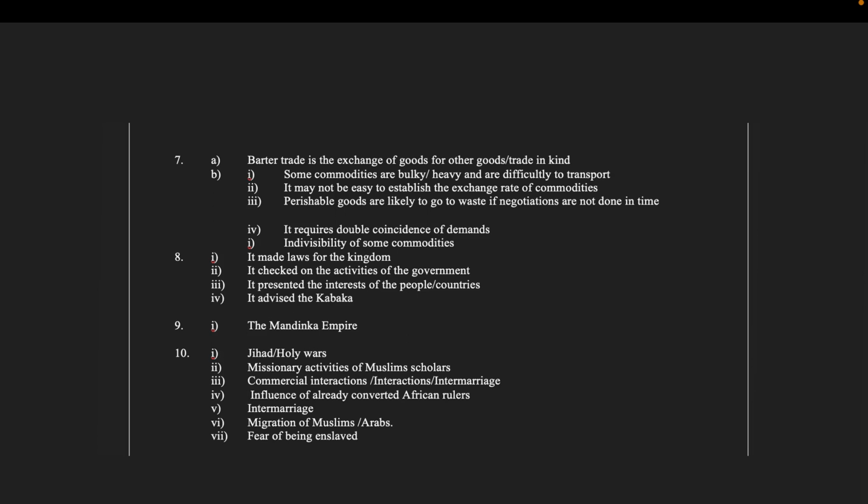8. I. It made laws for the kingdom. II. It checked on the activities of the government. III. It represented the interests of the people. IV. It advised the Kabaka. 9. I. The Mandinka Empire. 10. I. Jihad, holy wars.